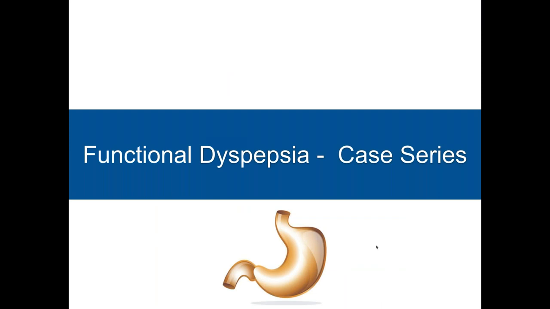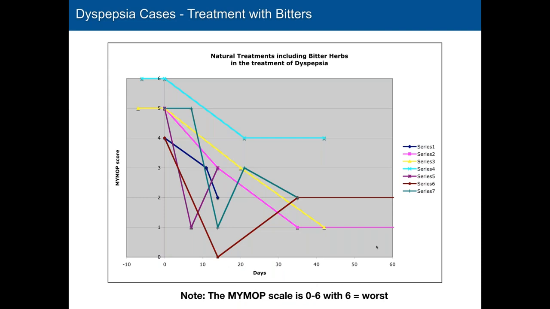Now, another thing that I did when I was working at the college for the research department, we created a database that's no longer in use there because students complain it's too much work. But anyways, we got students to basically track symptoms using a scale called a MYMOP scale. And the MYMOP was a research tool. They had a scale from 0 to 6, where 6 is the worst and 0 is non-existent.